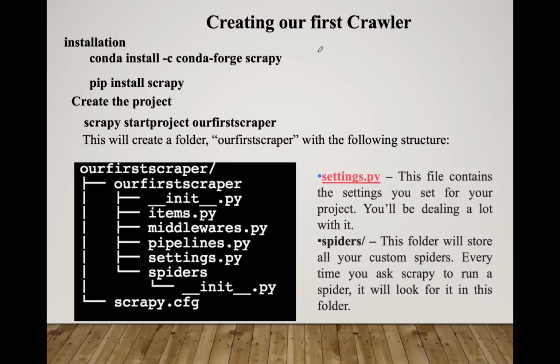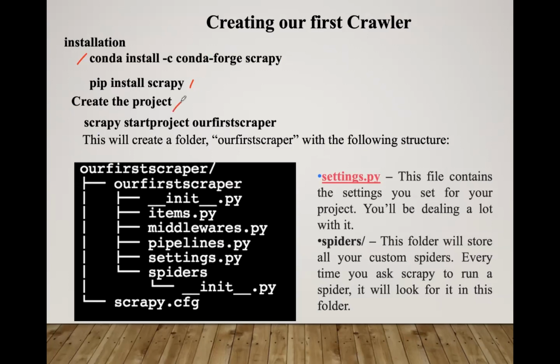Let us now create our first crawler. Scrapy supports both Python 2 and Python 3. If you're using Anaconda, it's better to install the package from the Conda Forge channel, which has up-to-date packages for Linux, Windows, and OS X. To install Scrapy using Conda, run this command: conda install -c conda-forge scrapy. If you are on Linux or Mac OS, you can directly install Scrapy by using pip install scrapy.